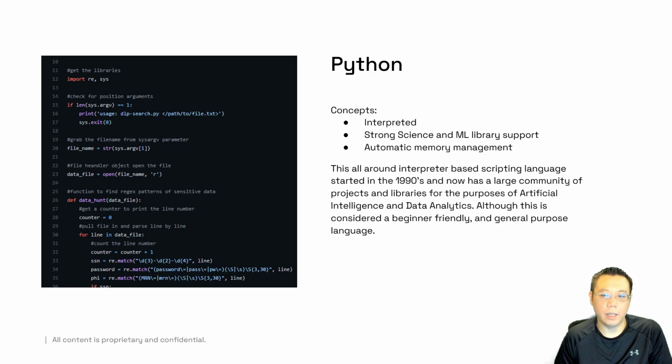Python itself started in the 1990s with a large community backing. Again, large community backing, recently in AI and data analytics. It's designed to be considered a beginner-friendly and general-purpose language. So, why would you use Python? It's a good starter language, and you can use it for a lot of different things. And if you ever want to go into data science, there are a lot of libraries that support that, including Google's TensorFlow.